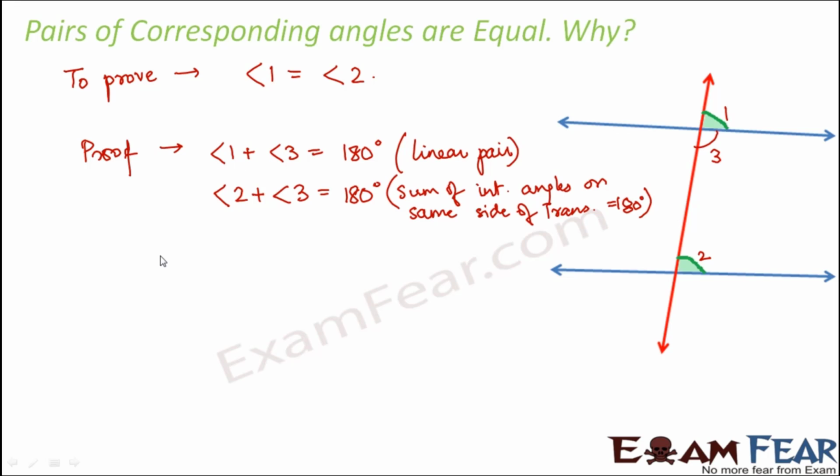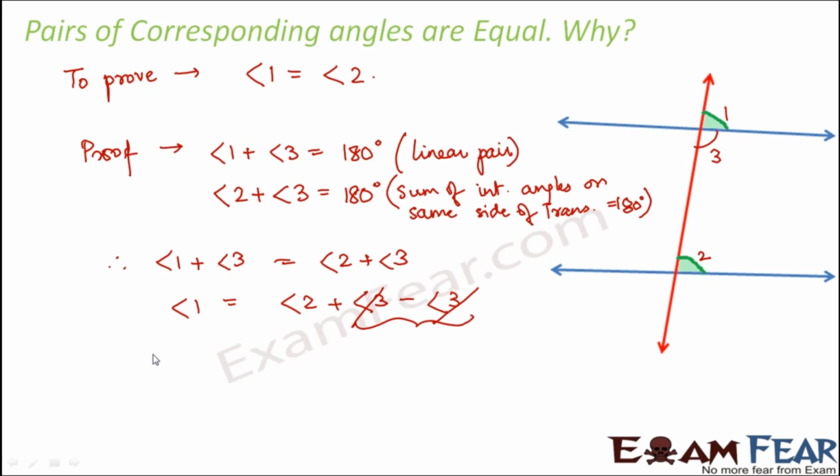Now looking at these two equations, you can write angle 1 plus angle 3 is equal to angle 2 plus angle 3 because the values of both of these is 180 degrees. So angle 1 can be written as angle 2 plus angle 3 minus angle 3. So this would cancel out to keep 0. Therefore angle 1 is equal to angle 2. So hence proved that the pair of corresponding angles are always equal in case of parallel lines being cut by a transversal.